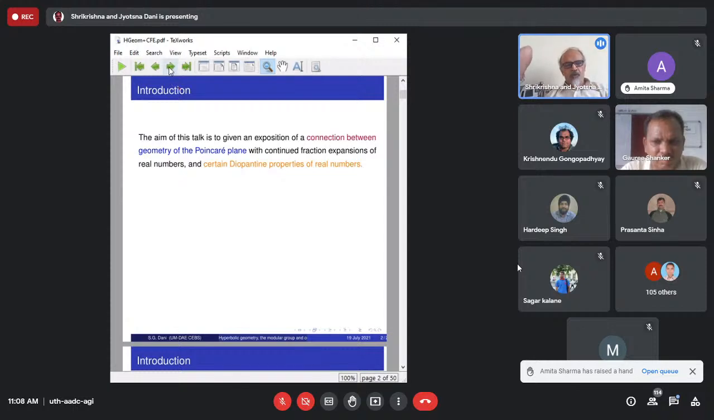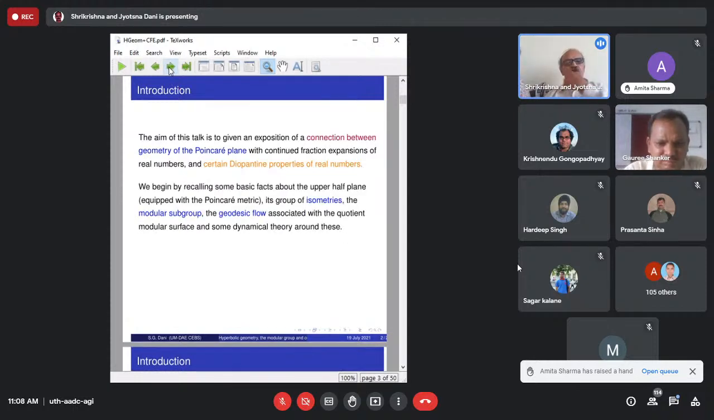Now we will know more about it as we go along. We begin by recalling some basic facts about the upper half plane, which is equipped with the Poincare metric, which I'm going to tell you what the Poincare metric is. Its group of isometries, then the modular subgroup, and then I'll introduce the geodesic flow firstly of the hyperbolic plane itself, and secondly of the modular surface, associated with the quotient modular surface.